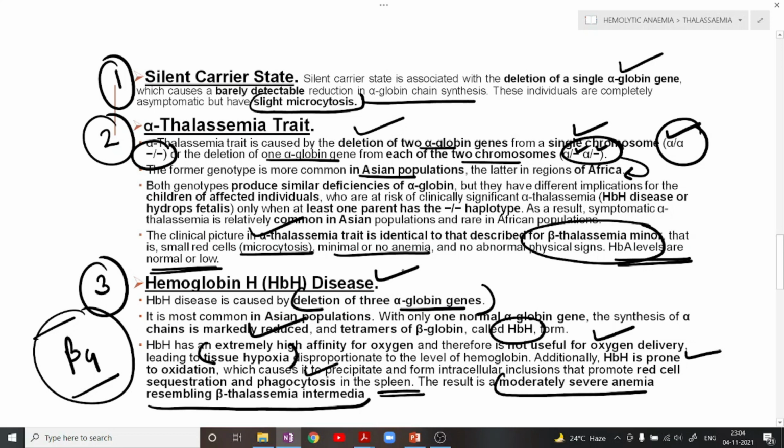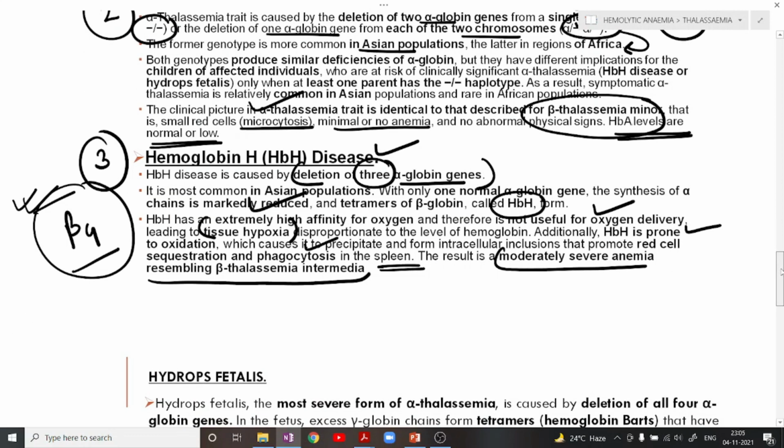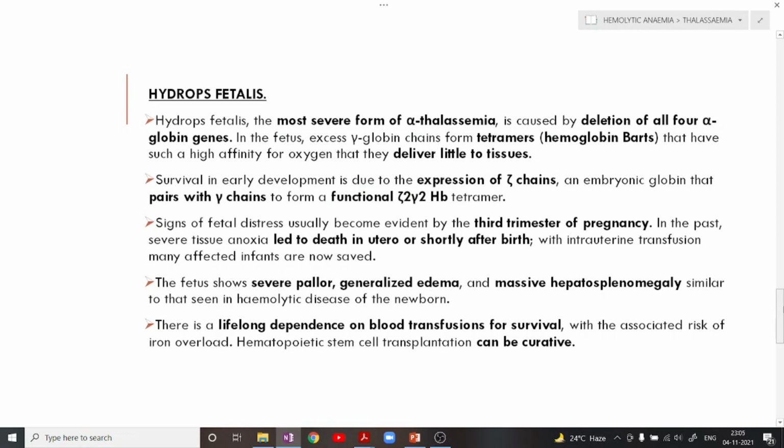So HbH disease is characterized by deletion of 3 alpha globin genes. There is formation of beta 4 tetramers, that is HbH hemoglobin, and this is not suitable for oxygen delivery because it has a high affinity for oxygen, and the tetramers form inclusions. They get phagocytosed and hemolyzed inside the spleen, and clinically they mainly present as moderately severe thalassemia resembling beta thalassemia intermedia. Now the fourth clinical form of alpha thalassemia is hydrops fetalis.